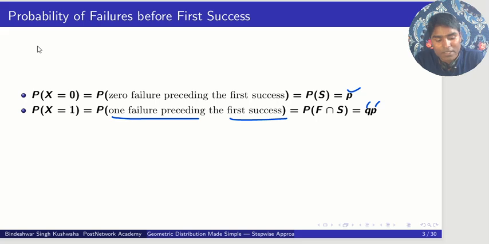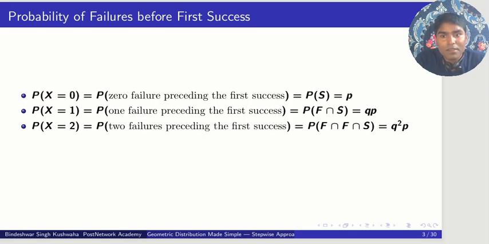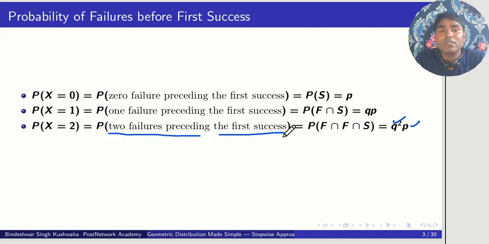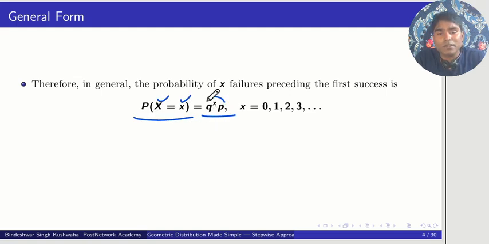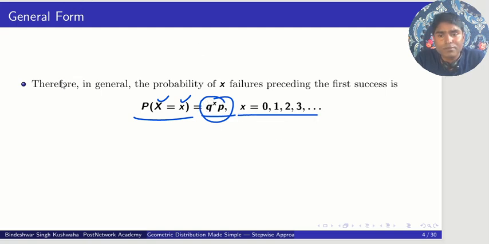Now failures will increase. So Q square P means 2 failures preceding the first success, and so on. In general, the probability of x failures preceding the first success is P of the random variable x taking value x, which is Q raised to x times P, where x is 0, 1, 2, 3 and so on.